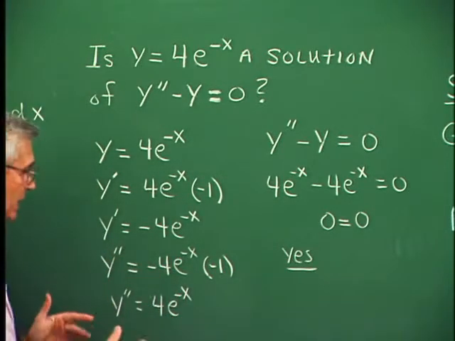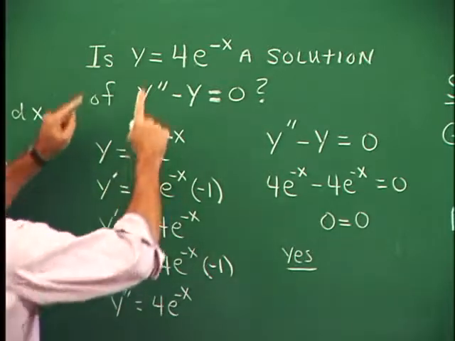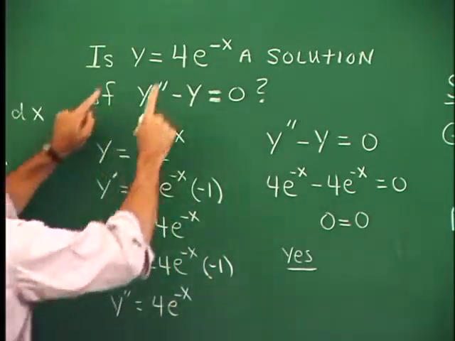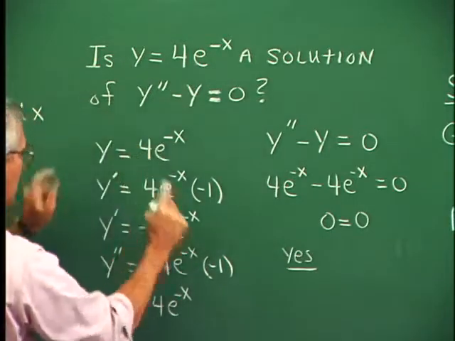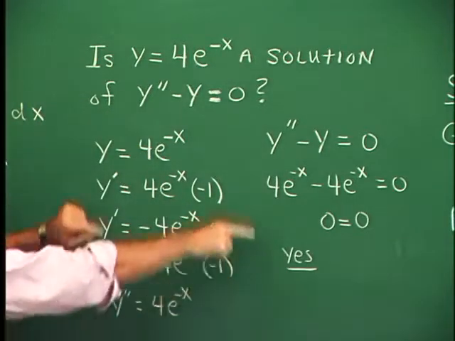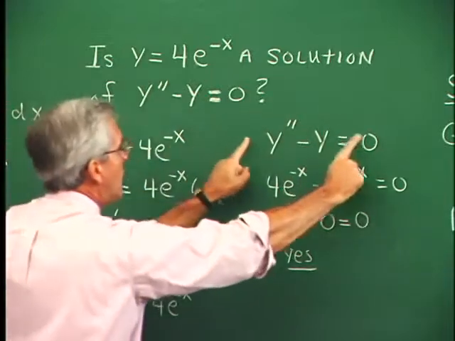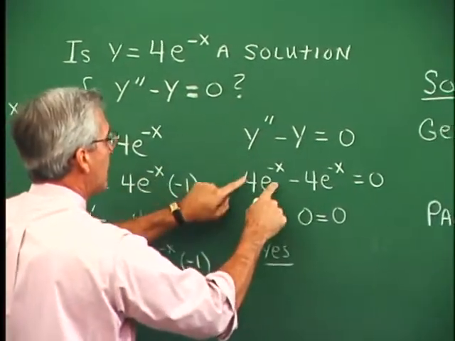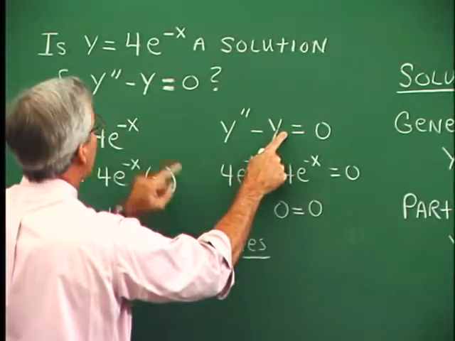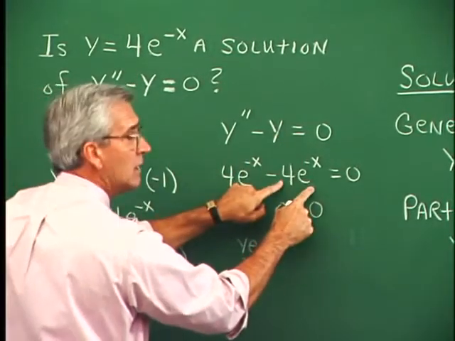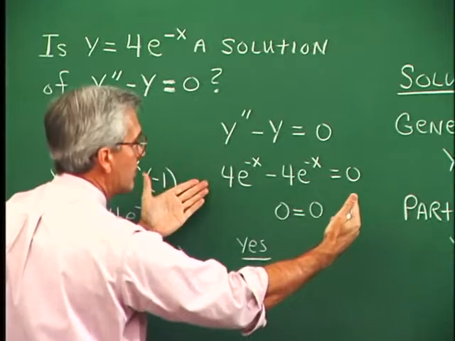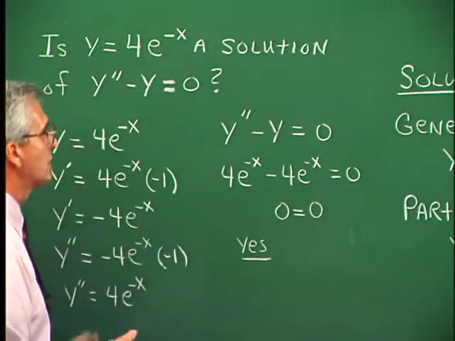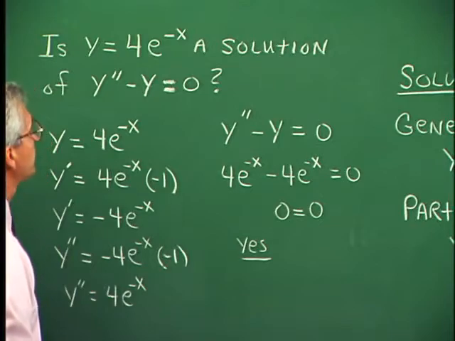Now, to evaluate whether or not this is a solution to that, from this we got y double prime. We have it right down here. So we take this, put it over here, and replace y double prime with what we calculated down there, 4e to the negative x. We take our y and plug it in here and see if we have truth. Well, we do indeed have truth, so yes, that is a solution to this differential equation.